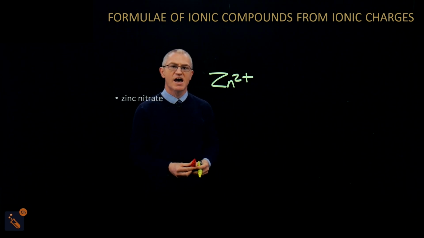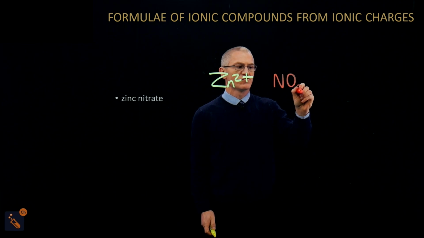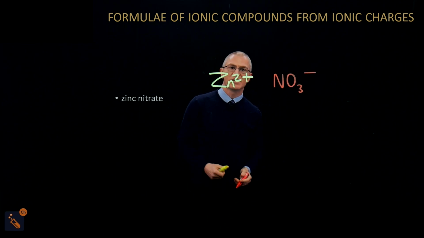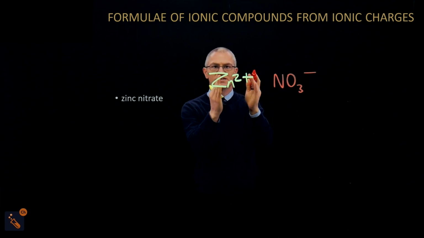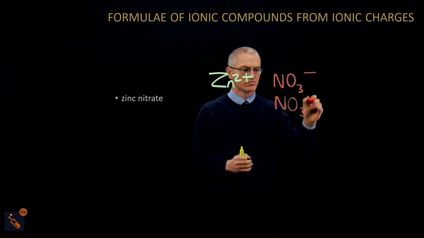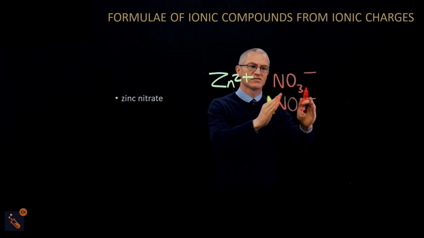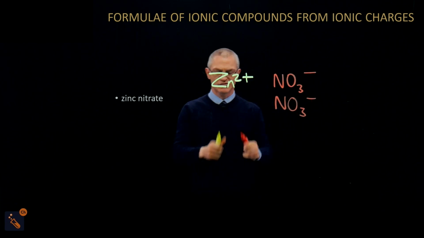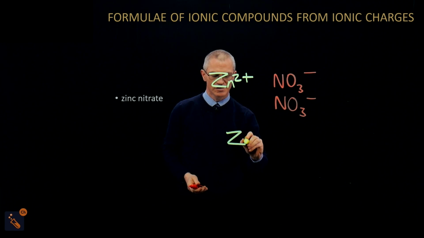Okay, and then the nitrate is NO3 minus. So how many of those nitrates do we need to cancel out the 2 plus? Well, we need 2. So there we have the zinc 2 plus and 2 nitrates. That'll be 2 minus overall, that'll cancel that out, which means that our overall formula is going to be Zn.